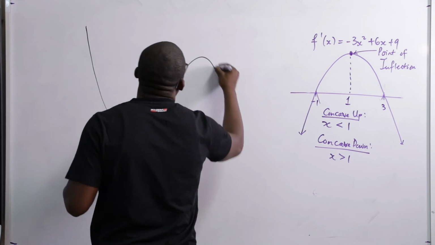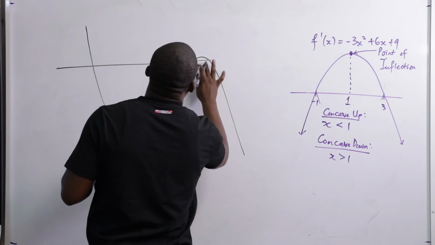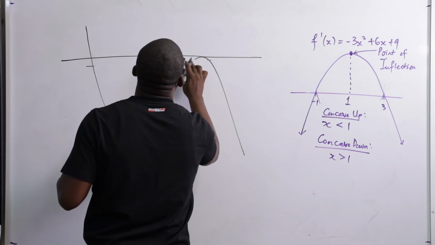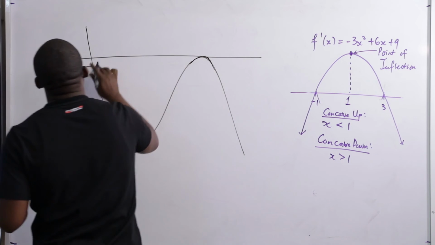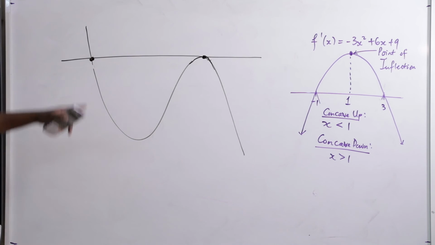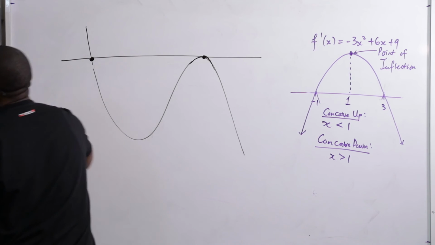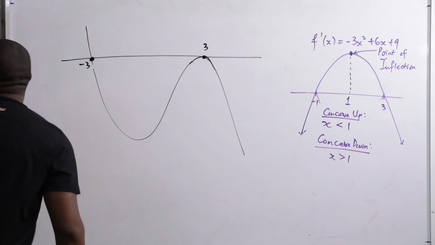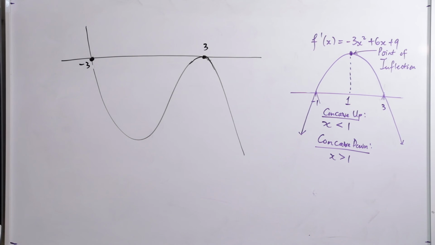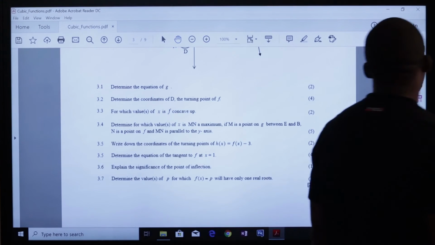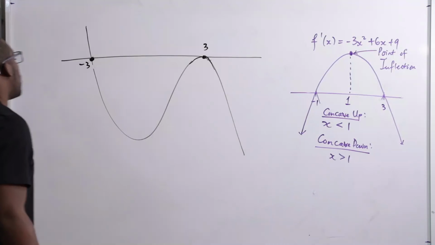So the function we're looking at is this one. It had exactly 2 x-intercepts. One was repeated and the other one was happening at, they said A was minus 3 and this was at 3. The question says, determine the value or values of p for which f of x is equal to p will have one real root.